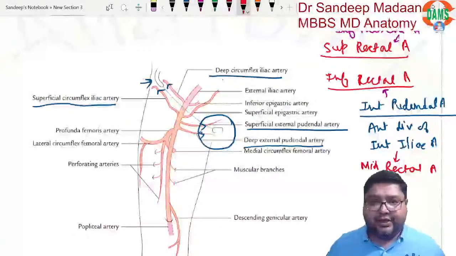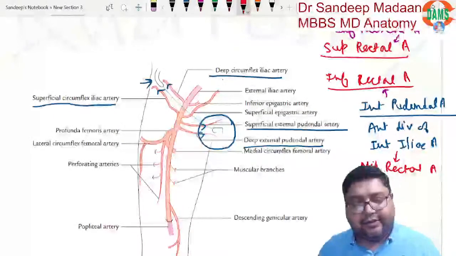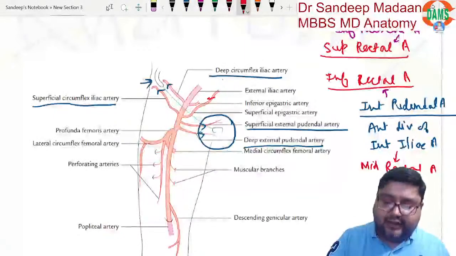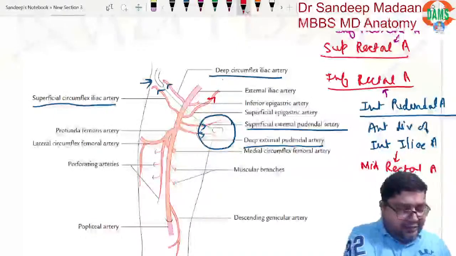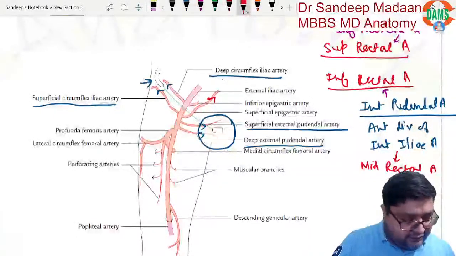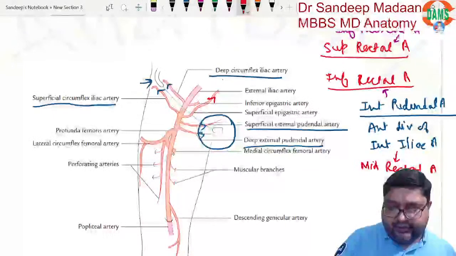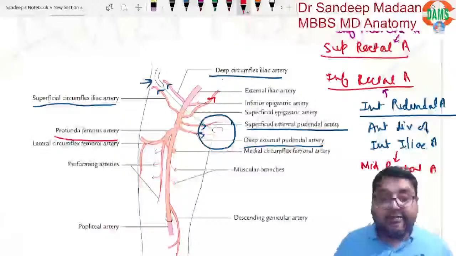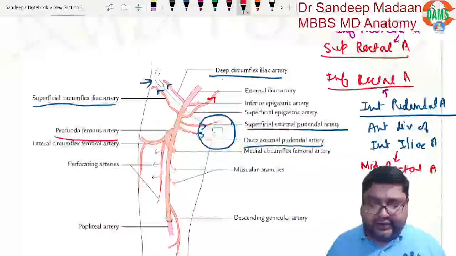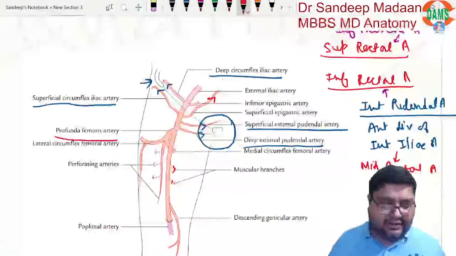So we have superficial circumflex iliac, deep circumflex iliac, superficial external pudendal, deep external pudendal. Superficial epigastric artery is also there, but we do not have any deep epigastric artery. But then we have this branch, profunda femoris. Profunda femoris will be the deep artery of the thigh, and that will be giving the LCFA and MCFA, which we have already discussed. Also the deep branches are muscular branches which supply the muscles.